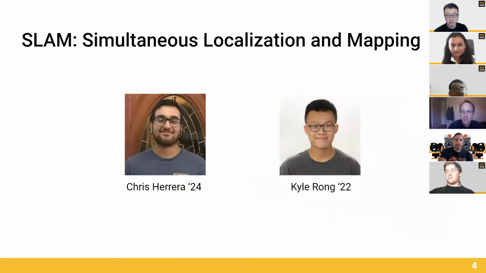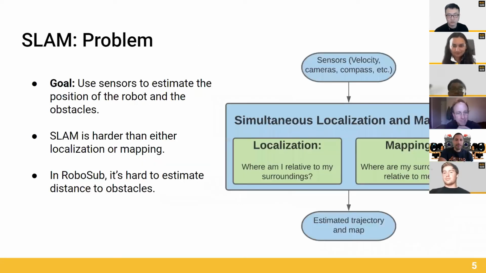We're the SLAM team, and SLAM stands for simultaneous localization and mapping. The goal for SLAM is to use sensors to estimate the position of our robot and the obstacles. Besides the fact that SLAM is a huge system, mapping needs to estimate the location of all obstacles, and it also depends on localization.